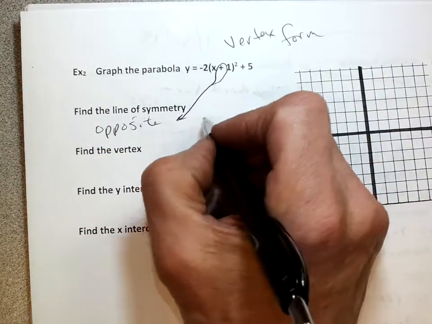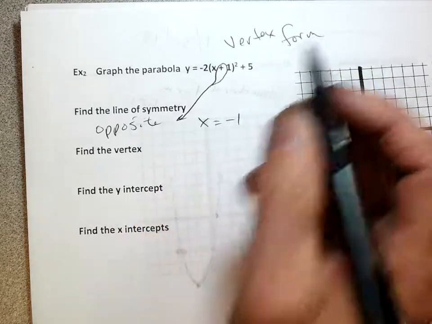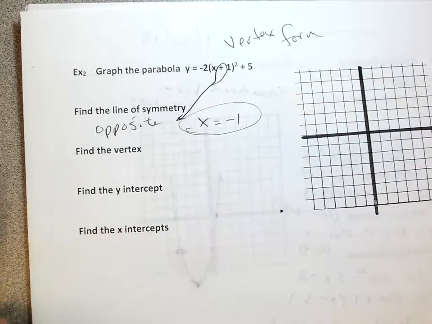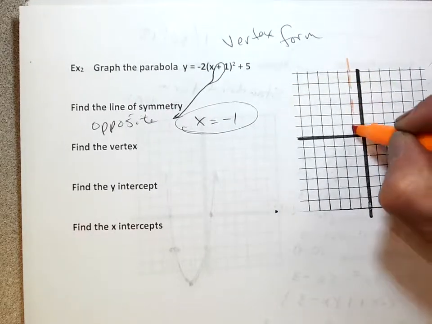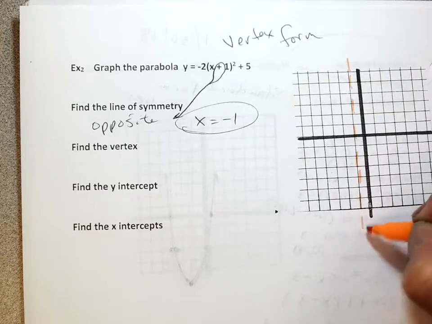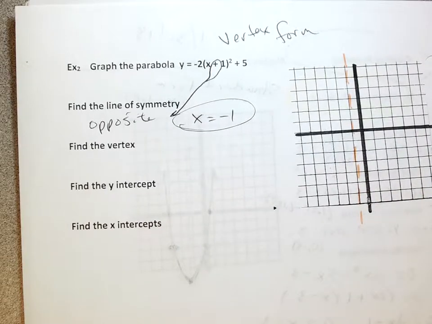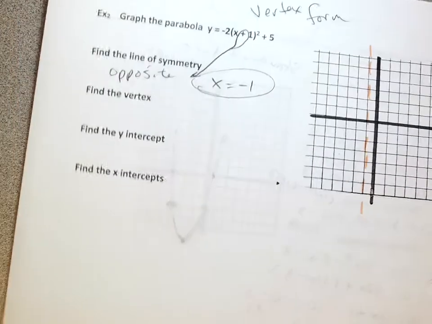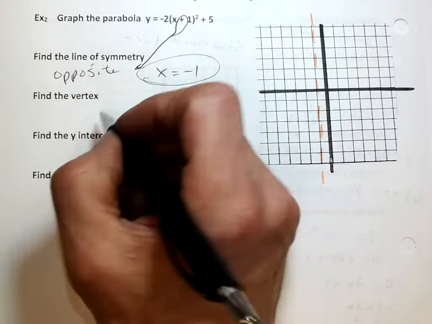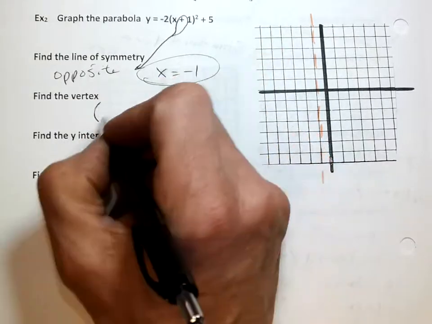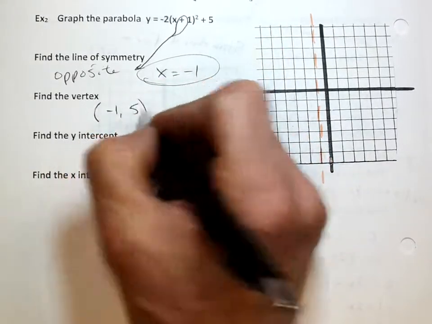So it's just going to be x equals negative 1, okay? It's going to be just the opposite. So I'm going to go to negative 1 and put in my line of symmetry. And again, the line of symmetry is not part of the graph. It's technically an invisible line, but I like to put it in there just because it helps me graph, okay? So the vertex then is going to be, since it's in vertex form, just the negative 1, 5.